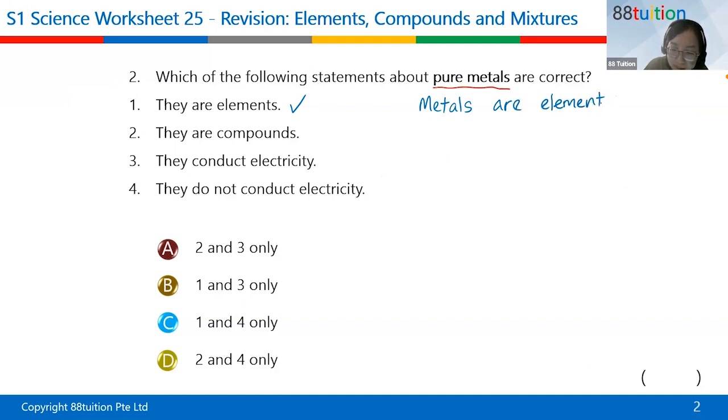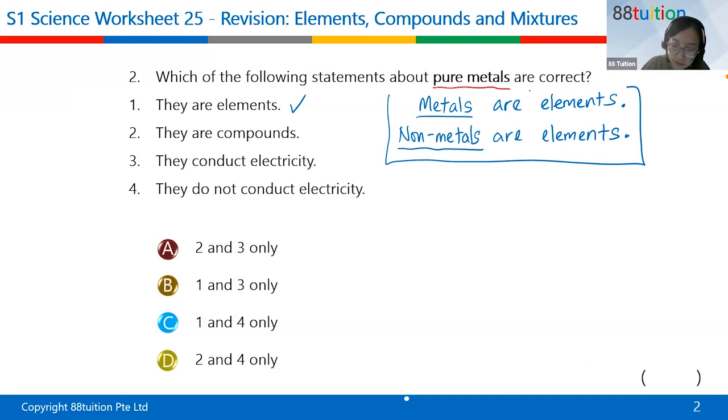How about non-metals? Are non-metals also elements? Yes or no? Someone type into the chat. Are non-metals elements as well? I'm talking about non-metals. Thank you, Vidu. All right, I don't care whether it's metals or non-metals, they are all elements.